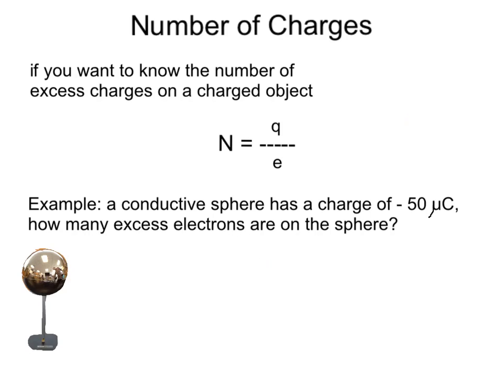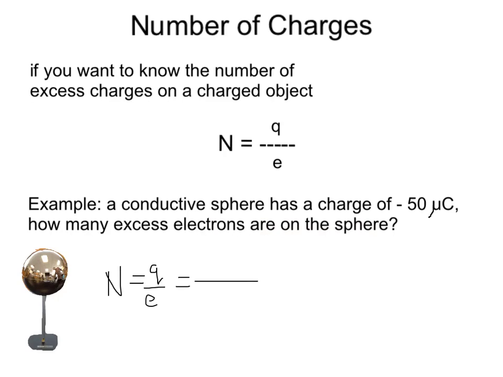In the static charges video, I showed you how to charge objects either positively or negatively by a number of methods. But what if you wanted to know the number of excess charges on a charged object? Well, you would need to know the total charge on the object and divide it by the fundamental charge to figure out how many excess electrons were on that object. Let's look at this example. Here a conductive sphere has a charge of negative 50 microcoulombs. How many excess electrons are on the sphere?